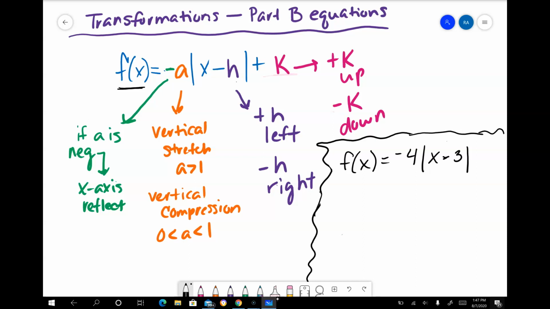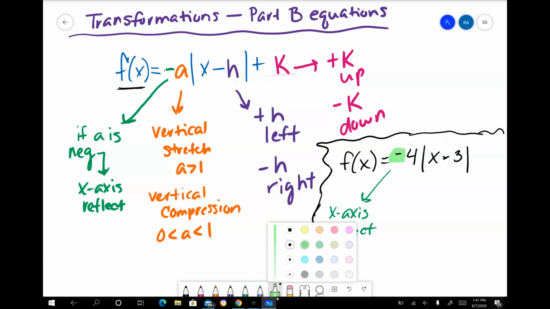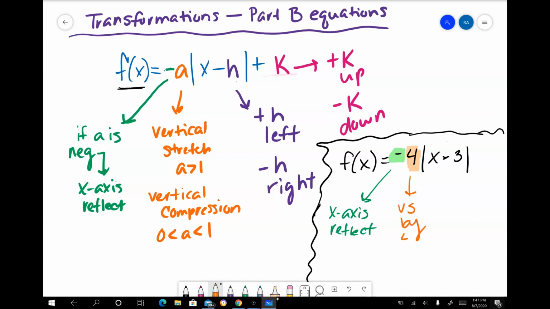All right, so now that you've tried it on your own, let's see if you got it right, okay? So reading left to right, is there a negative out front? Yes, there is a negative out front. So that means we have to write down x-axis reflect, okay? Next, do we have an A value beside that negative? Yes, we do. We have an A value of 4. So is 4 greater than 1 or is it between 0 and 1? 4 is definitely greater than 1. So we're going to say this is a VS by 4. Okay, a vertical stretch by 4.